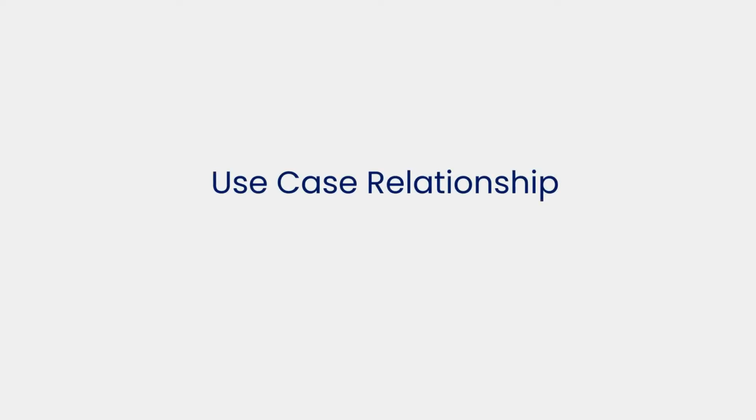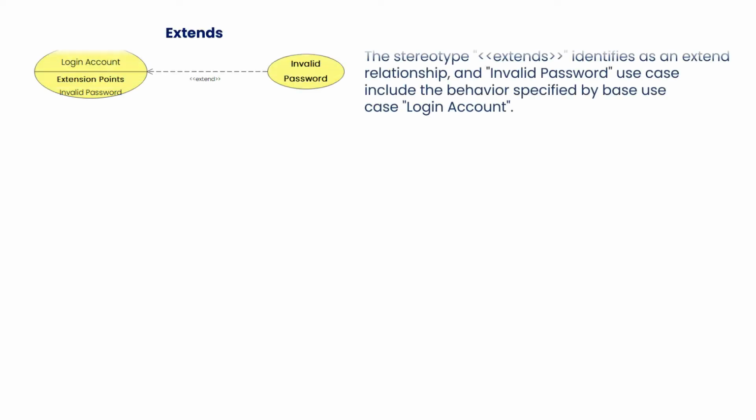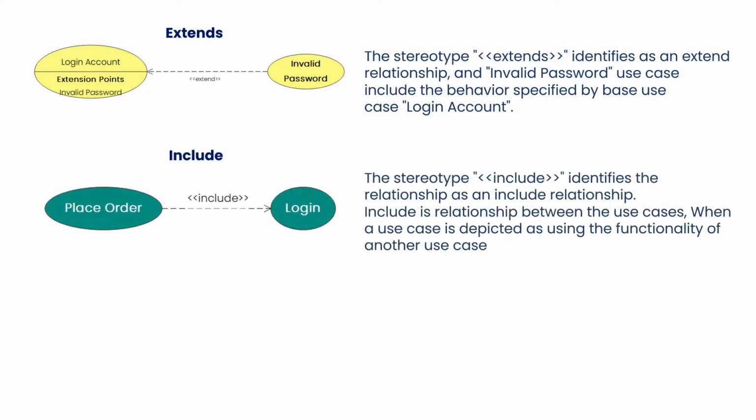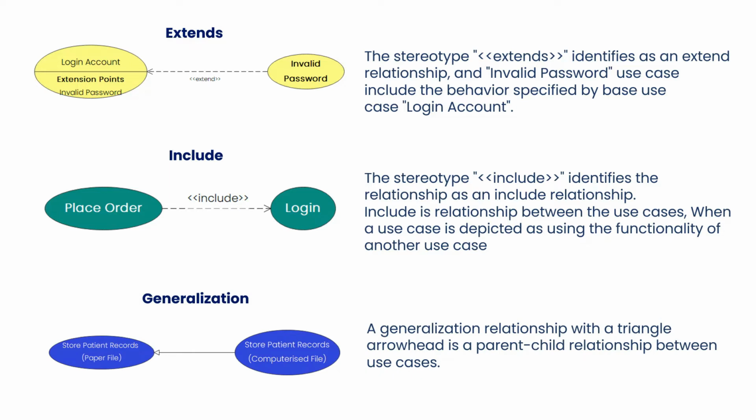Now let's learn more about use case relationships. Extends. The stereotype extends identifies as an extended relationship, and the invalid password use case includes the behavior specified by the base use case login account. Include. The stereotype include identifies the relationship as an include relationship. Include is the relationship between the use cases when a use case is depicted as using the functionality of another use case. Generalization. A generalization relationship with a triangle arrowhead is a parent-child relationship between use cases.